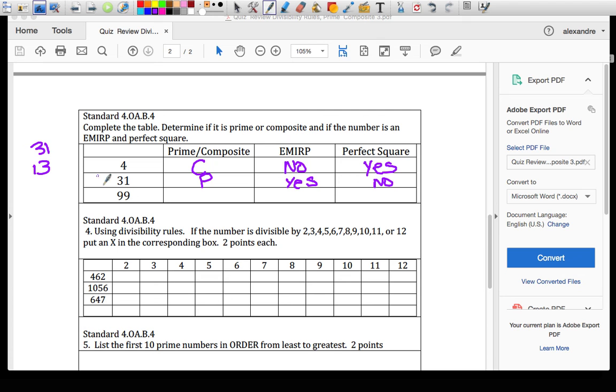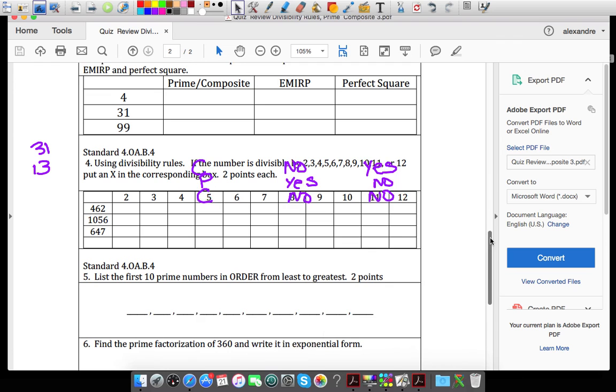99, prime or composite? Well, it's definitely composite because it has more than 2 factors. It has 1 times 99, it has 3 times 33, it has 9 times 11, so a lot of factors here. Makes it a composite. An emirp? Nope. Not even a prime to begin with. And definitely no 2 numbers that are alike that will give you a product of 99. So this is a no as well.